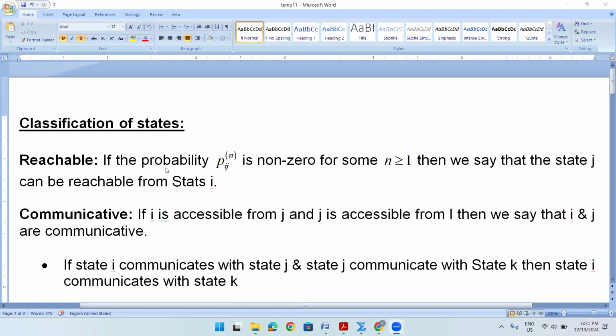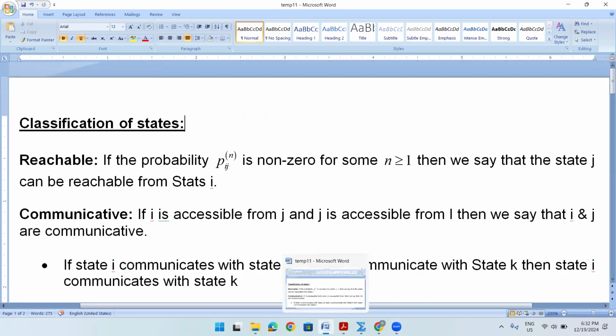Hello, students. Now I'm going to teach you about the classification of states. It's a subtopic of Markov process. In the Markov process, in a TPM you will get some states.